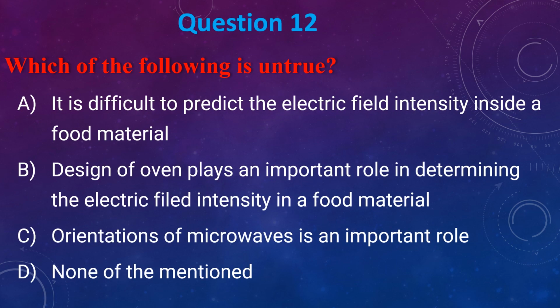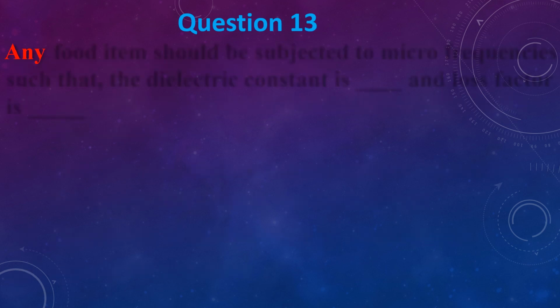Which of the following is untrue? A. It is difficult to predict the electric field intensity inside the food material. B. Design of oven plays an important role in determining the electric field intensity of food material. C. Orientation of the microwave plays an important role. D. None of the mentioned. The answer is D. None of the mentioned.